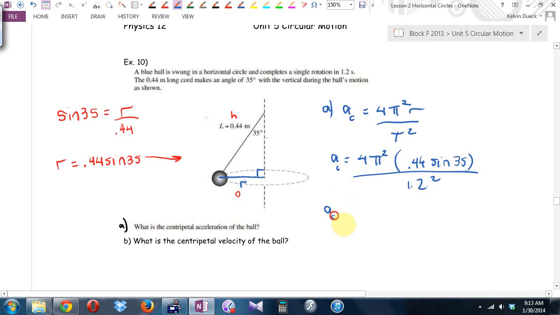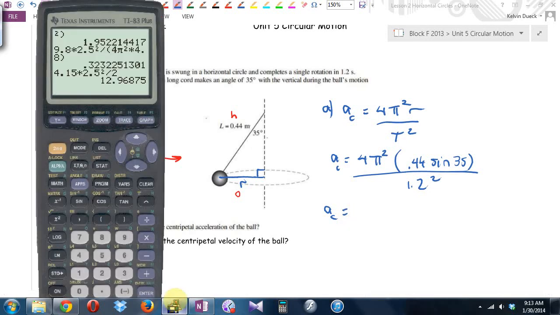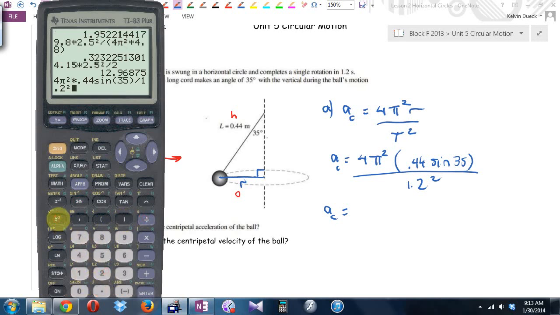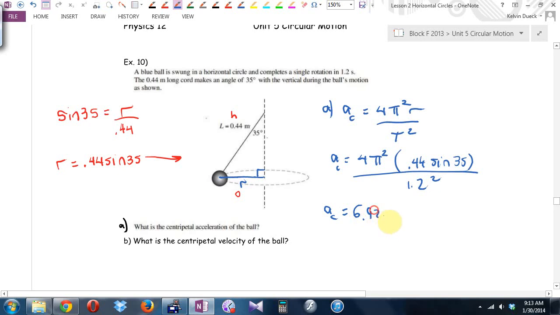All right. What's the centripetal acceleration here? You get 6.92? 6.92 what? Units. It's acceleration. Meters per second squared. It's circular acceleration, but it's still measured in meters per second squared.